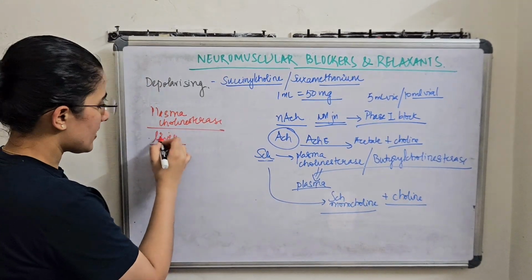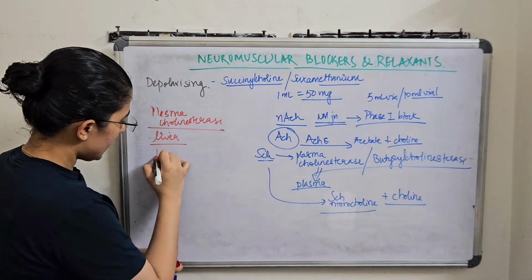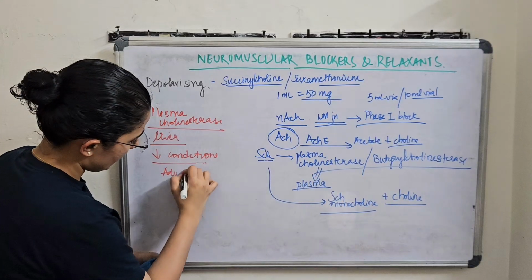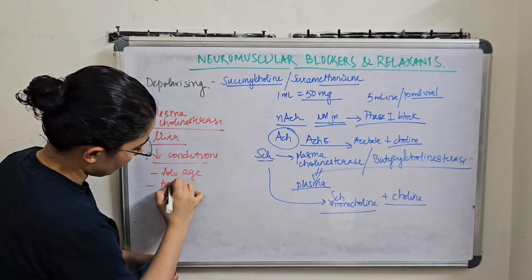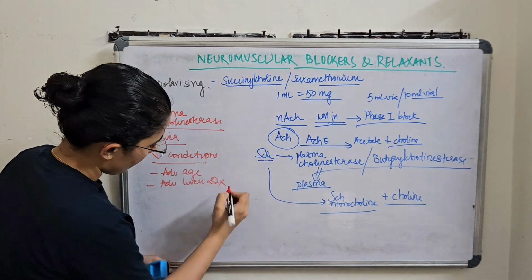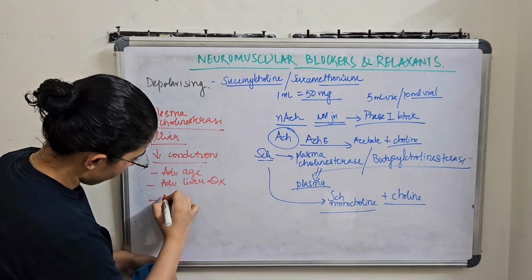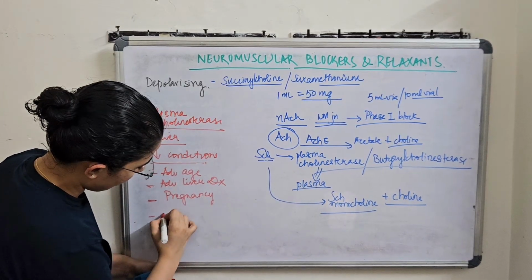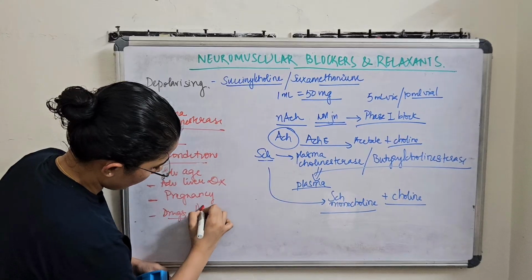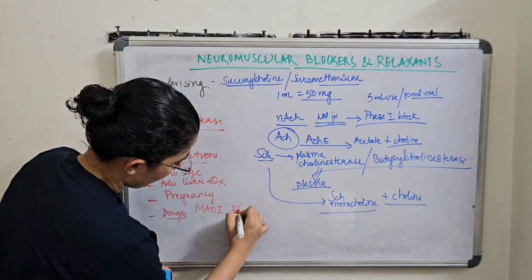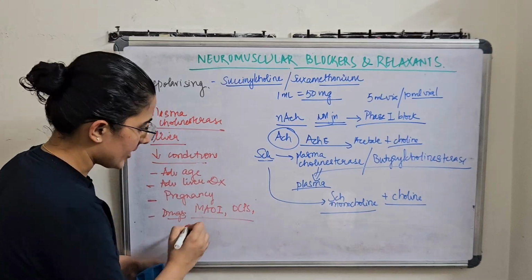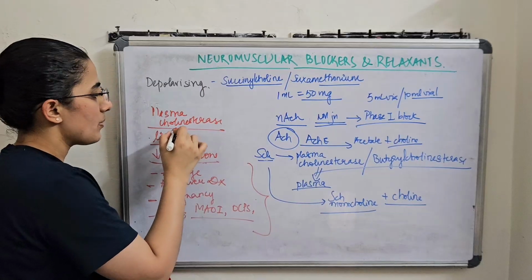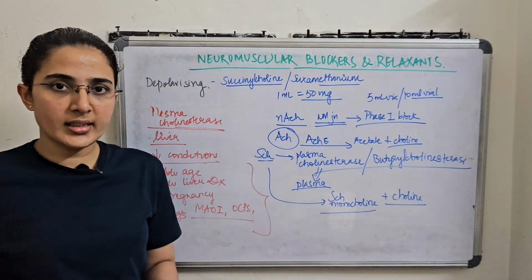Normally this plasma cholinesterase is decreased in conditions like advanced age, or in patients with advanced liver diseases, or in patients with pregnancy, or in patients who are taking drugs like monoamine oxidase inhibitors, oral contraceptive pills, etc. These are the group of patients who will have decreased levels of plasma cholinesterase or pseudocholinesterase.